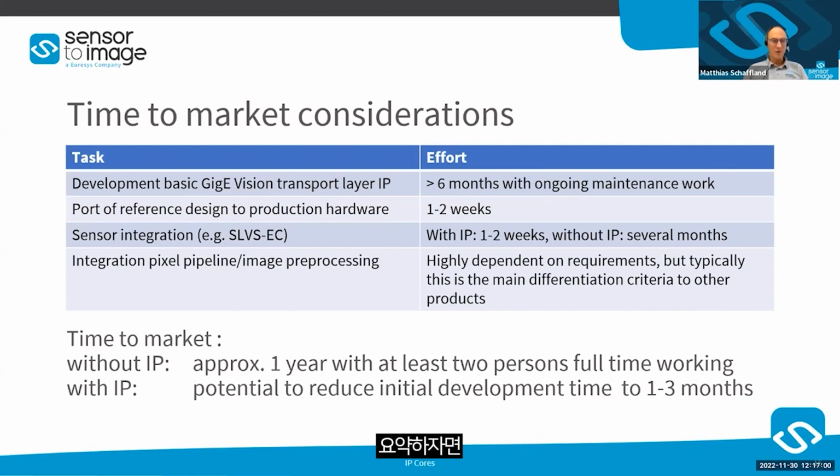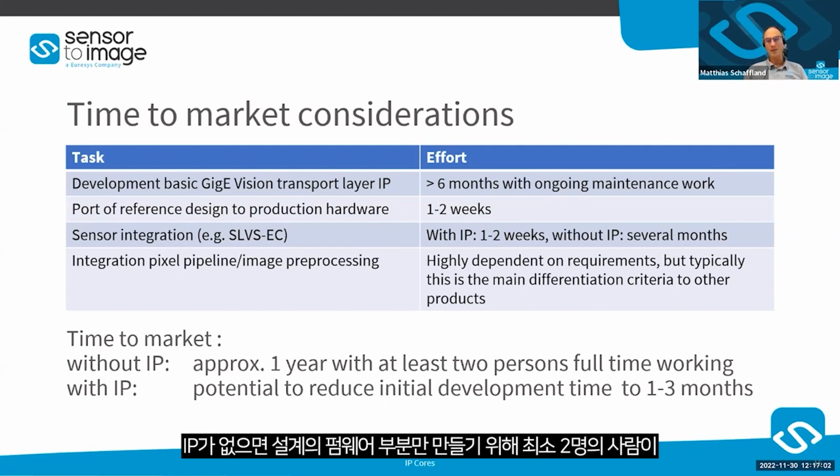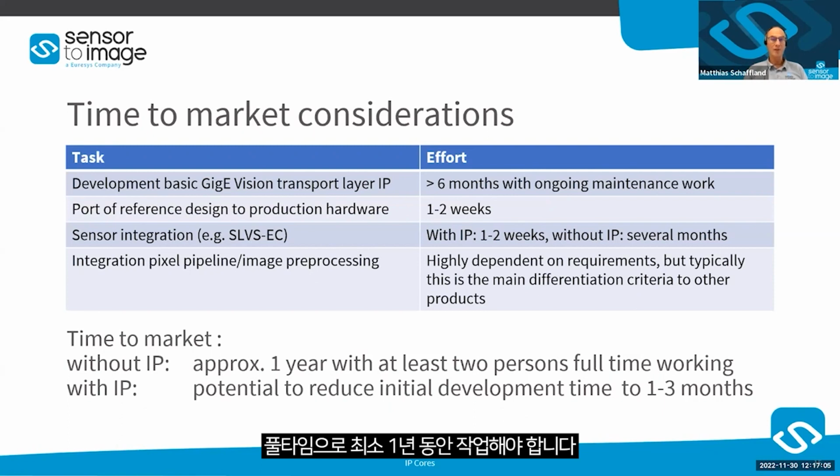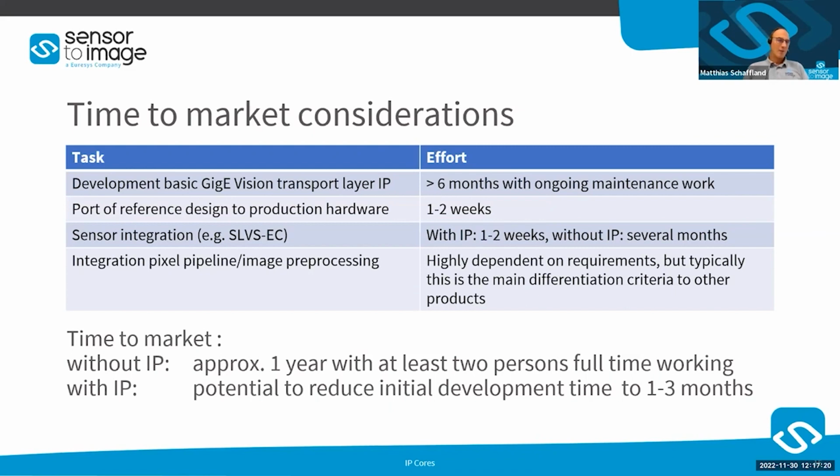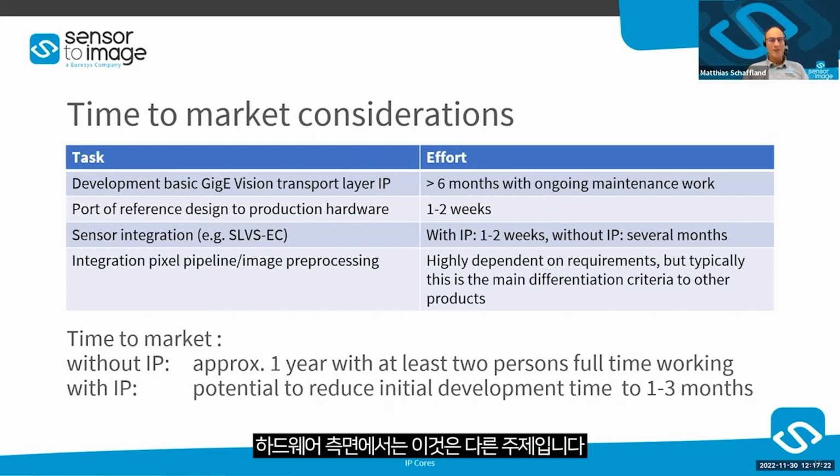So as a summary, without IP, you have at least 1 year with at least 2 persons working full-time to make only the firmware part of the design. And with IP, there's the potential to reduce this initial development time to 1 to 3 months. On the hardware side, this is a different topic. This is very similar. Later on, AMD will have a speech where you can use hardware IP and reuse that. So this might be interesting as well.